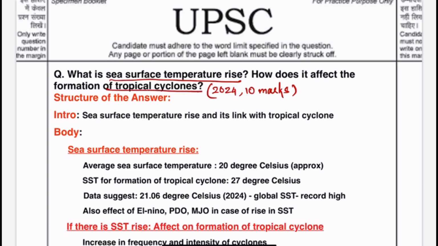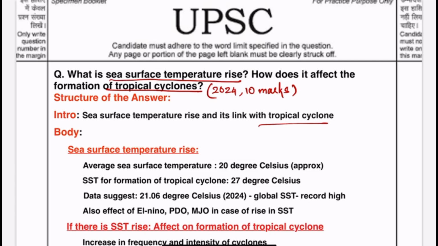Now, as far as the approach of this question is concerned, firstly in the introduction we will write that sea surface temperature has risen because of multiple anthropogenic factors, like increased emissions from vehicles and increased emissions from multiple industries and thermal power plants, because of which the temperature has risen and because of which there is increased intensity and frequency of tropical cyclones. So this much we can write in the introduction.